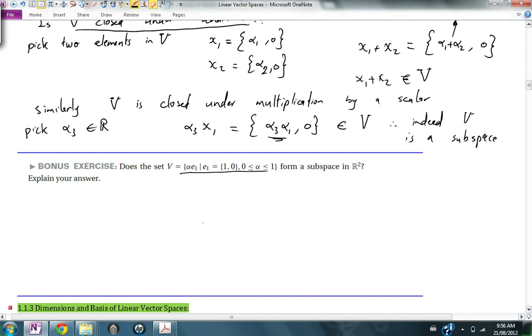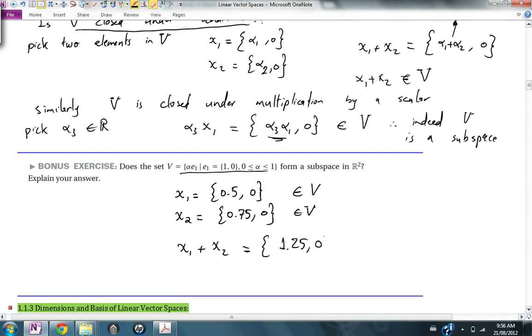Well, let's see. Is it closed under addition or not? Let's pick two elements here. So let's say x1 is equal to (0.5, 0) and x2 is equal to (0.75, 0). Both live in V. But when you add them, you're going to get (1.25, 0), which is not an element of V. Therefore, V is not closed under addition.